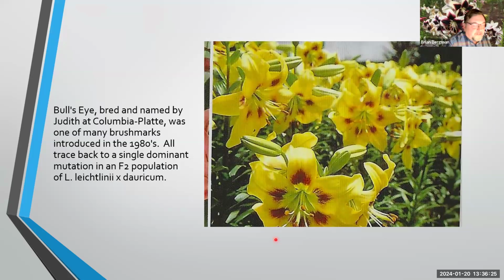Bullseye, bred and named by our friend Judith at Columbia Platt, was one of the many brush marks introduced in the 1980s. They all trace back to a single plant. Judith, go ahead. Okay, this was from the F2 population of a cross of Leichtlinii maximowiczii with Leichtlinii across Darkham, and then in the second generation, there was one plant that had this brushed effect, and it was dominant. So we gave pollen around to a lot of different people, and suddenly there were tons of these because it was a dominant gene. Next slide.